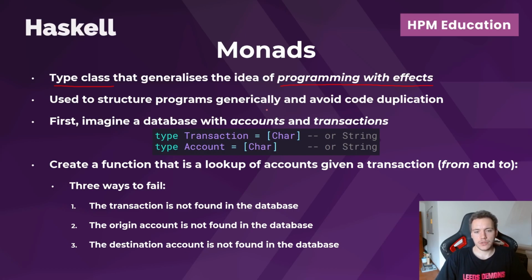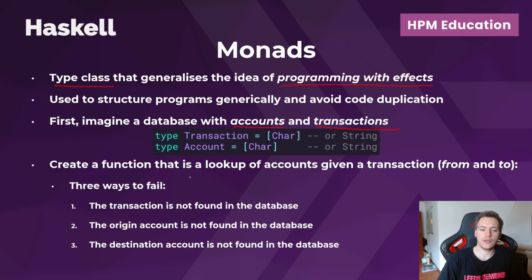So they're used to structure programs more generically and avoid code duplication. And to illustrate this, let's go through an example. If we have a database with accounts and transactions, so a simple database, just accounts and transactions, we represent the transactions and accounts both as just a string. So this is just a type synonym for transaction and account. And now imagine that we need to create a function that is a lookup of accounts given a transaction from and to. So we need to find the origin account and the destination account given a transaction.